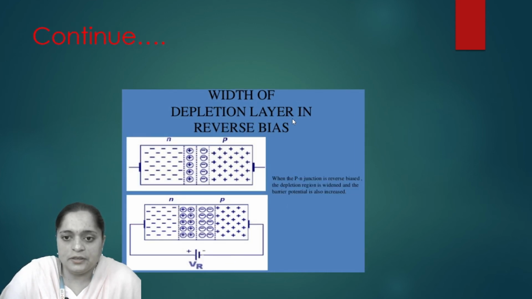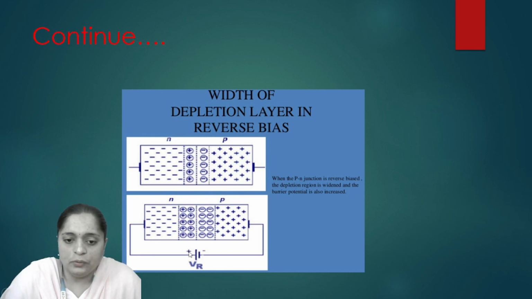So, the width of the depletion layer in reverse bias. Here also we can see the immobile ions near the junction. The first diagram indicates the unbiased operation and the second diagram indicates the biased operation. The depletion region is small before biasing. After biasing, the depletion region increases in reverse bias. How? The positive terminal of the battery is connected to the n-type material and the negative terminal of the battery is connected to the p-type material. How will the operation take place?